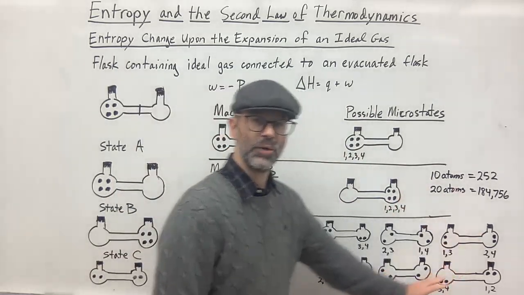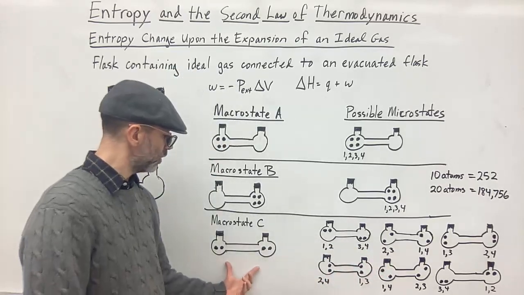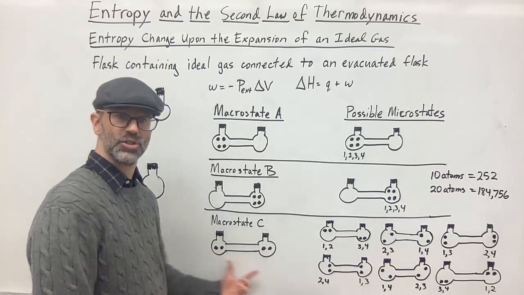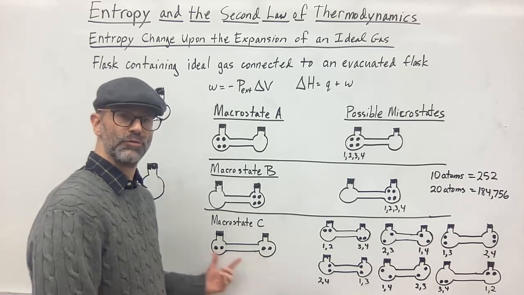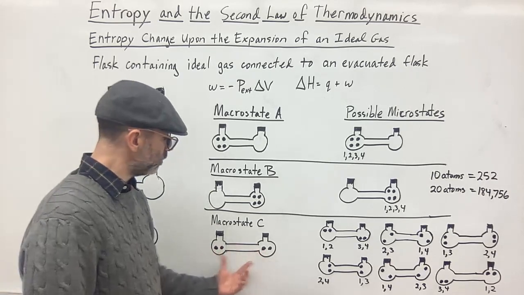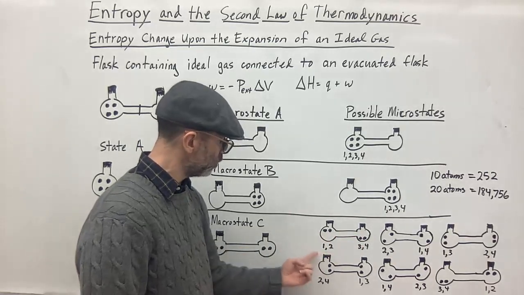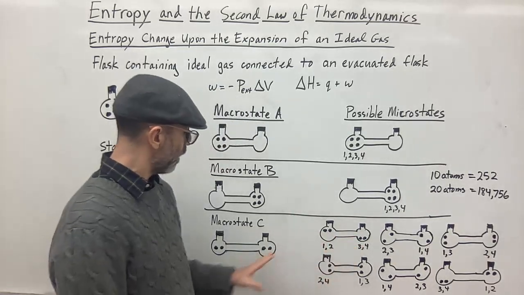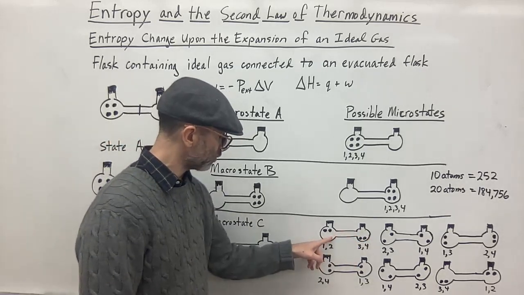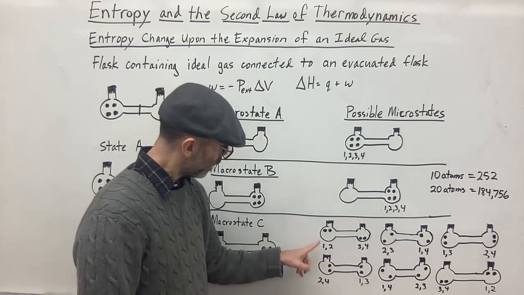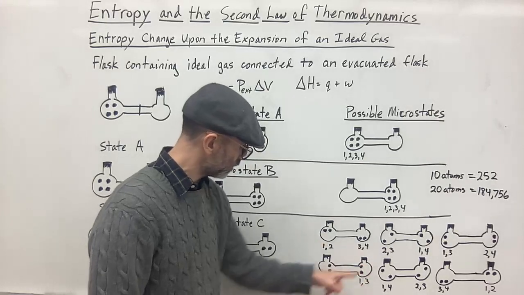So here we have 6 different microstates that match up with this macrostate where the 4 particles are divided evenly between the 2 flasks. Depending on what particles are there, right, 1 and 2 are on this side, or 3 and 4. By labeling the particles, we can see that this is a different microstate than this, because over here we have particle 1, but over here we have particle 1 on a different side.